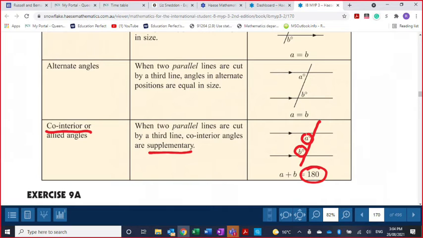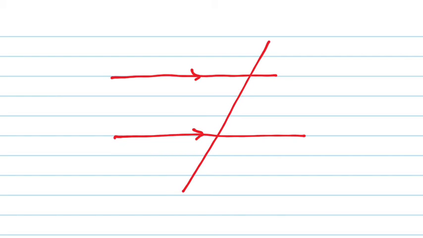Okay, so that should give you enough information to be able to answer these questions. But what I want to show you is those parallel lines with all the pieces put together, and I'm going to do it by making a drawing of them. So I've got a line that goes here and a line that goes here. I'm going to put the little arrows on them that tell you that they're parallel, and then I'm going to cross them with a line.